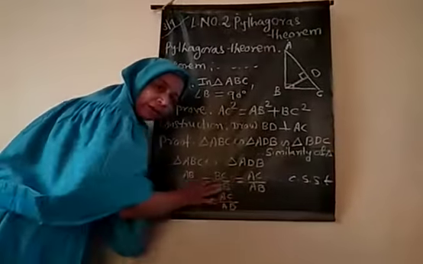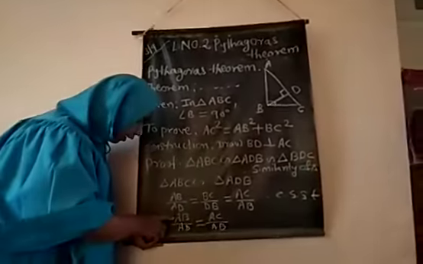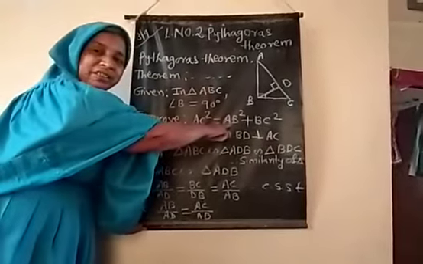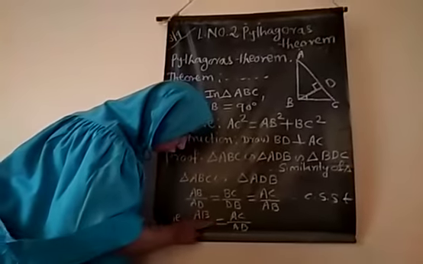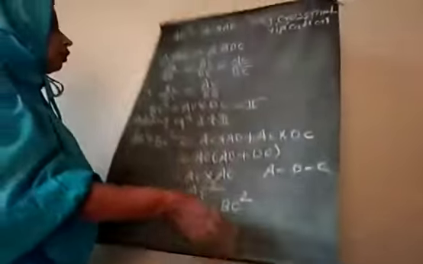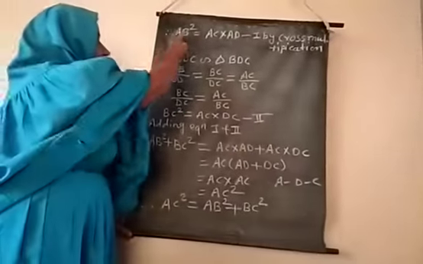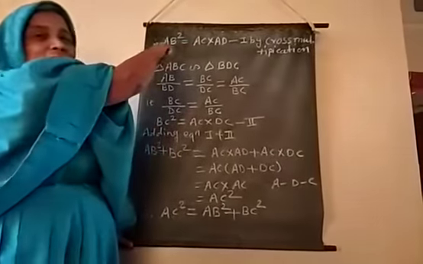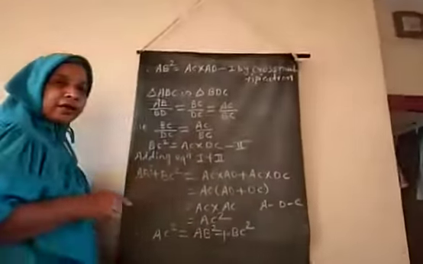Now among the three ratios, we select the two ratios which we require. We require AB, wherever AB is coming, because in our proof segment AB is there. So we compare the first ratio and the third ratio, and by cross multiplication, AB square is equal to AC into AD. When we cross multiplied the first and third ratio, the product is AB square equal to AC multiplied by AD. This is our equation number 1.